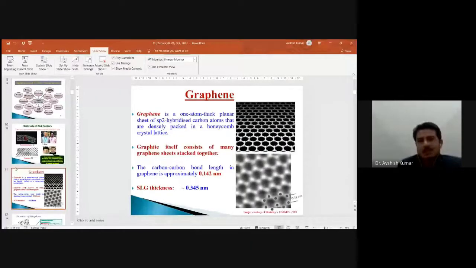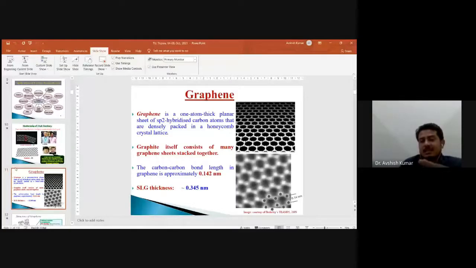So graphene is, I think maybe you are aware about it. It is a one-atom sheet, a planar sheet of sp2 hybridized carbon atoms that are densely packed in a crystal lattice. If I talk about graphite, because many of us are aware of this material, it itself consists of many graphene sheets. They are stacked together. So if we are able to exfoliate these sheets, then we would be able to synthesize graphene. And there are various techniques I will discuss.